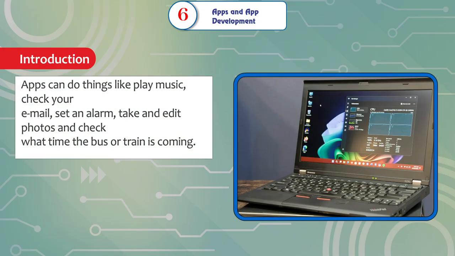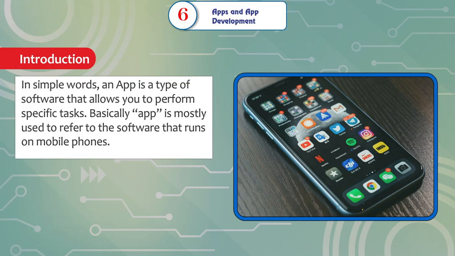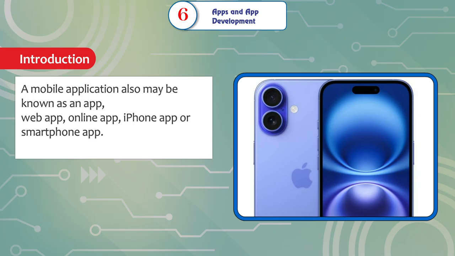Apps can do things like play music, check your email, set an alarm, take and edit photos, and check what time the bus or train is coming. In simple words, an app is a type of software that allows you to perform specific tasks. Basically, app is mostly used to refer to the software that runs on mobile phones. A mobile application also may be known as an app, web app, online app, iPhone app, or smartphone app.